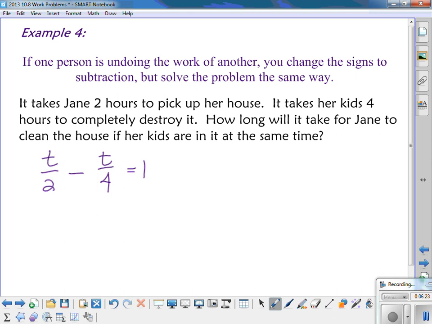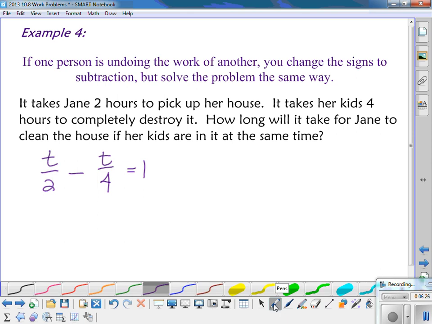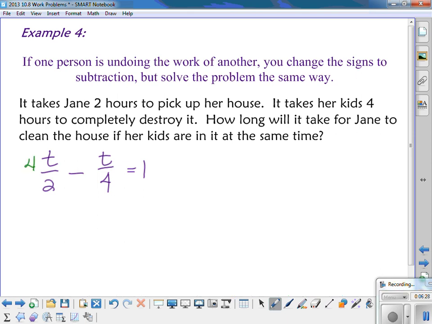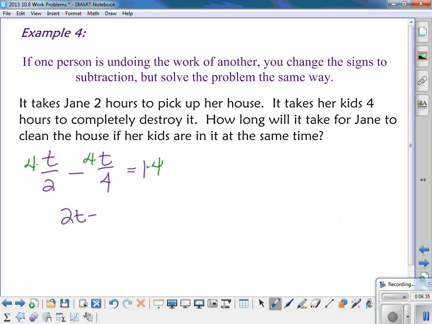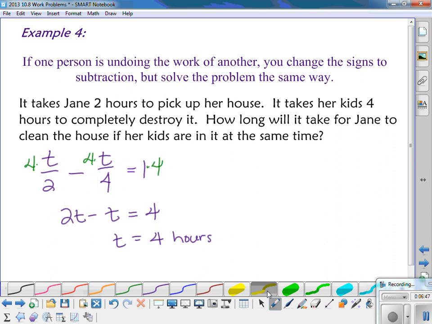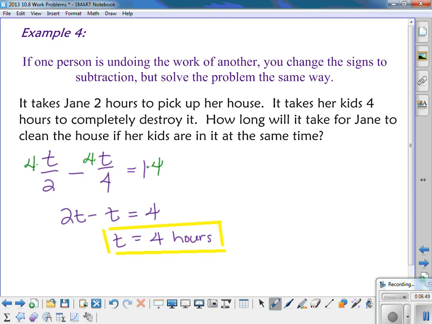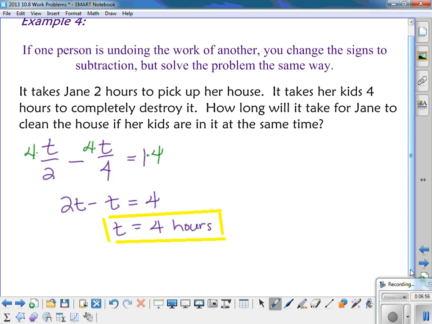So this one, the LCD is pretty easy, right? It's going to be 4. So we multiply everything times 4. And then it reduces to 2t minus t is equal to 4. 2t minus t is just t. And so it turns out it takes 4 hours if they're both doing it at the same time. And the next one that's on your sheet is another one where something is working against it.